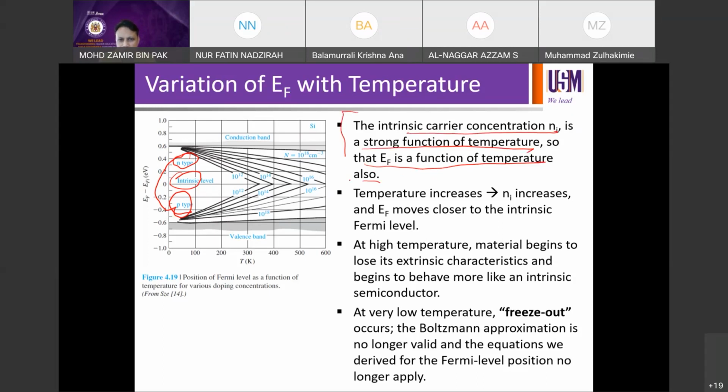So anyone would like to explain this? Why is your Ni or your EF a strong function of temperature? What's actually happening? Anyone? We discussed this one briefly last time.